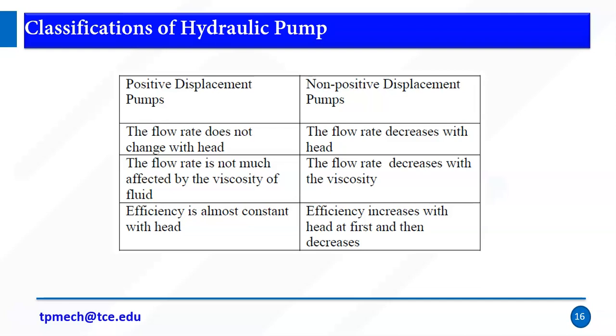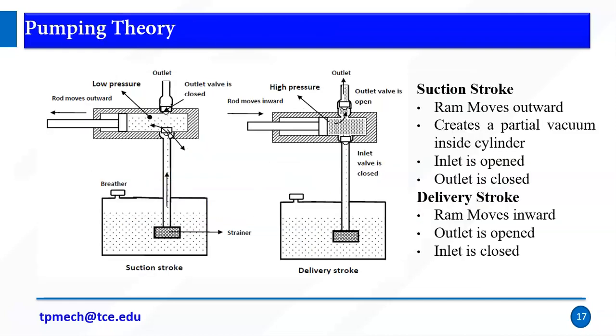In the positive displacement pump, the flow rate is not much affected by the viscosity of the fluid, but in non-positive displacement, it decreases with the viscosity. So it is inversely proportional, right? Efficiency is almost constant with the head in positive displacement, but in non-positive displacement the efficiency increases with the head at first and then decreases. So efficiency may change in non-positive displacement. For this reason, we use only positive displacement pumps for many applications.